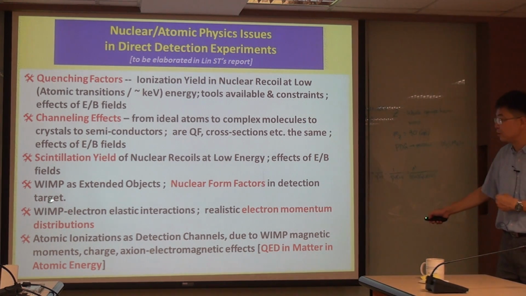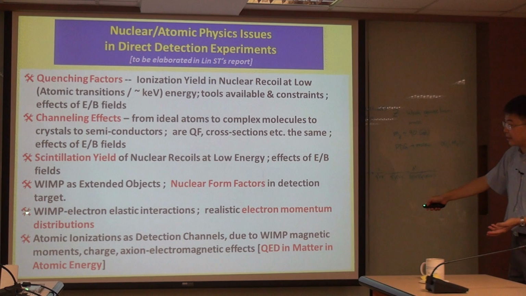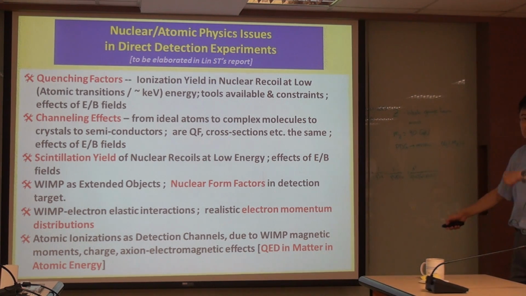There is also research on WIMP-electron elastic interaction. The most conventional way is to look for the nuclear recoil. But a particle can also interact with the electrons, and then the electrons can pick up the momentum and go. But in order to really study them, we need to know the realistic electron momentum distributions in an atom. The electron is not at zero velocity or zero kinetic energy in an atom. So we have to worry about that.